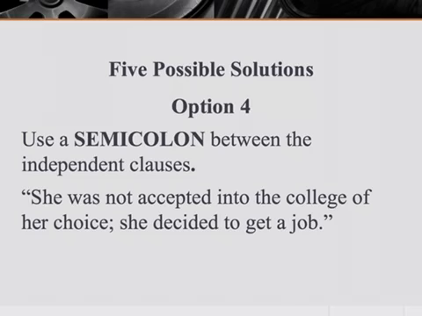The fourth possibility is using a semicolon between the two clauses. This has a similar overall effect as a period, but doesn't impose a full separation of the two ideas, letting the reader know that they are linked in some way. This method is best when one idea is a continuation or expansion of the other. She was not accepted into the college of her choice; she decided to get a job.